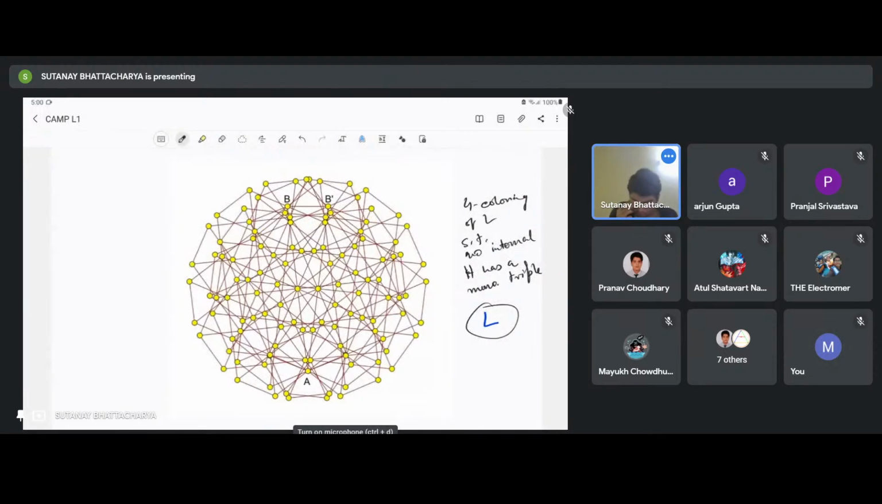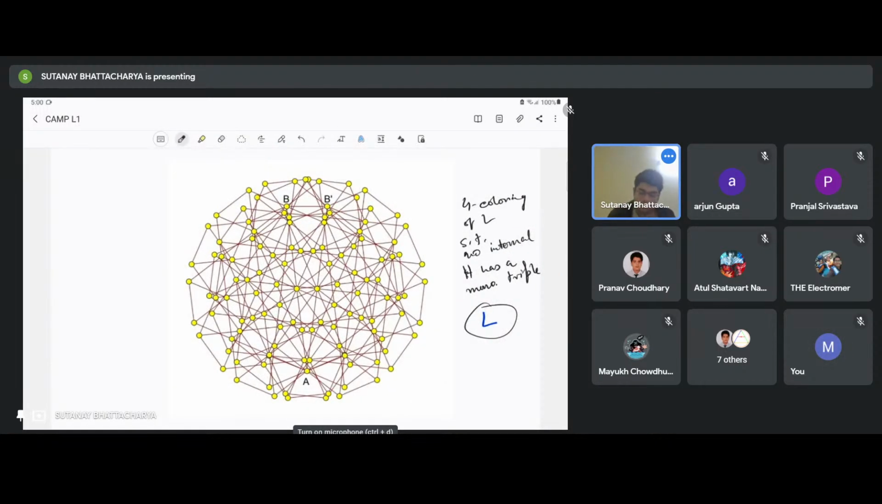Yeah. So where was I? Yes. So what does this prove? We prove that no matter how you color L with four colors, such that adjacent vertices do not have the same color and stuff like that, you will always end up with some copy of H inside it that has a monochromatic triple. Does that make sense?